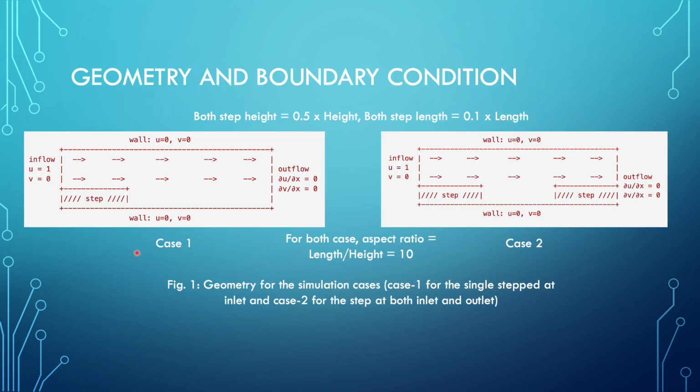So here is the geometry and the boundary conditions for my cases, and I will be considering two cases. In one case there will be one step, and only one step, in the inlet boundary, and for the second case there will be two steps, one in the inlet and one in the outlet boundary. For the inlet there will be an inlet boundary condition, and for the outlet there will be an outlet boundary condition, and both the top and bottom are at the no slip condition.